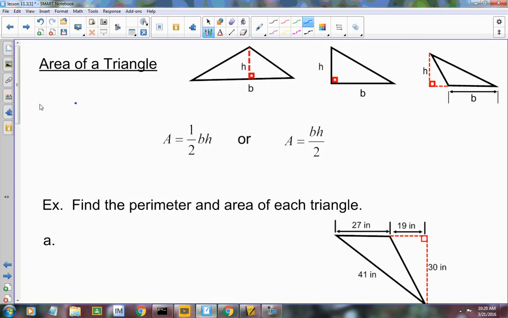Okay, area of a triangle. I got two different formulas up here, but they're the same formula, okay? Half the base times the height. That's what I learned. Okay, but I think most of you guys rely on base times height divided by 2. Am I right? They mean the same thing, right? When you take half of something, it's the same thing as dividing it by 2. So we'll kind of concentrate on using that one.